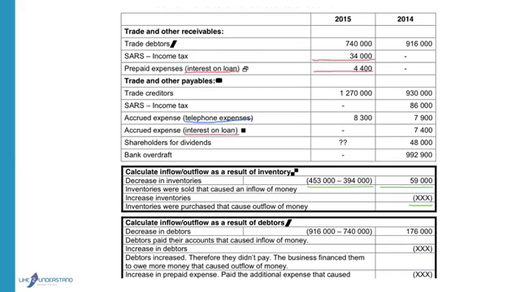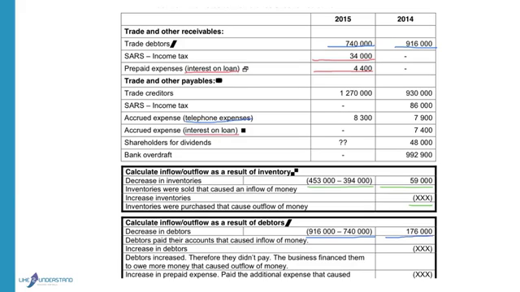If we look at the trade debtors, we determine that the previous year the debtors was 916,000. In the current year the debtors is 740,000. That means that my debtors decreased from 916,000 to 740,000. So the movement between the previous year and the current year was 176,000.